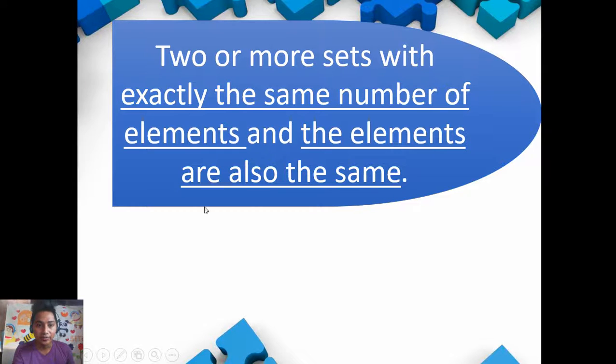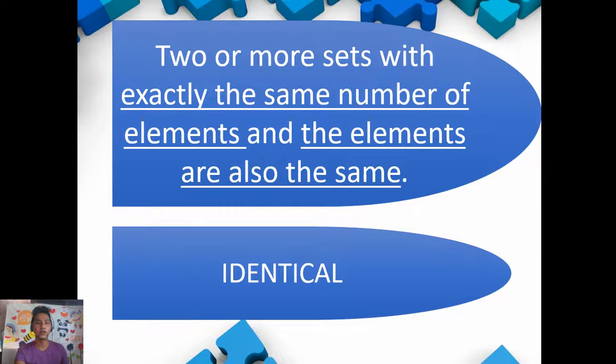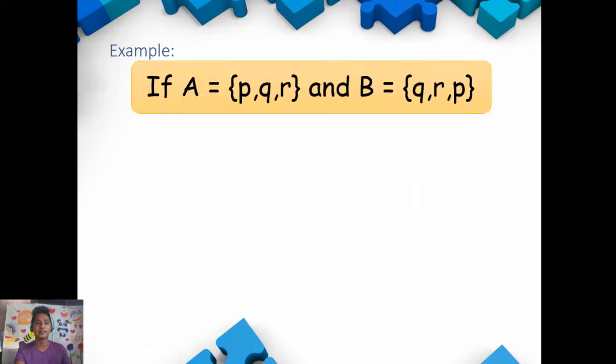We have the first condition, exactly the same number of elements. They should have the same number of elements. And then the next condition, the elements are also the same. Did you understand? The elements should be the same. So it means that they are identical.